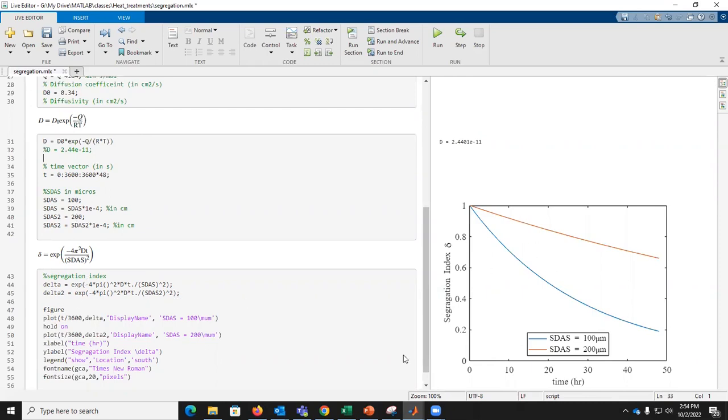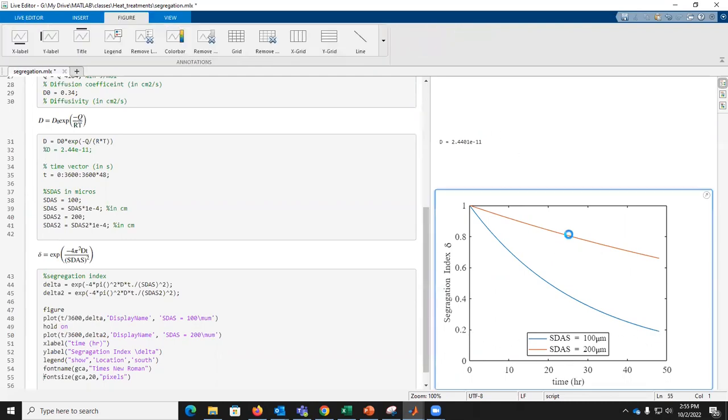And after that, in MATLAB, I can plot this curve. The first figure is plotting time in hours, so I divide it by 3600, and delta, in this case the blue curve. And after that, the same plot, but delta 2, this one. So we have index 1 and index 2. You see that the first index, for 100 microns, is moving much faster. In 24 hours, it's basically going to 0.8.